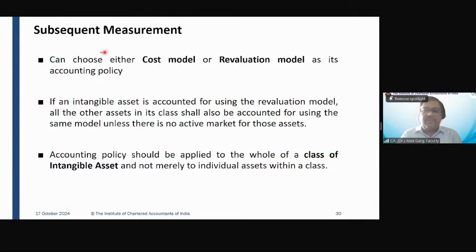Okay. So students, in case of PPE, we discussed the concept of subsequent cost also: major overhaul, major maintenance, major inspection, right? But these kinds of concepts are not there in Ind AS 38. Why? Can anyone tell me why the concepts of major maintenance, major overhaul, decommissioning liability, and asset dismantling cost are not there in Ind AS 38?